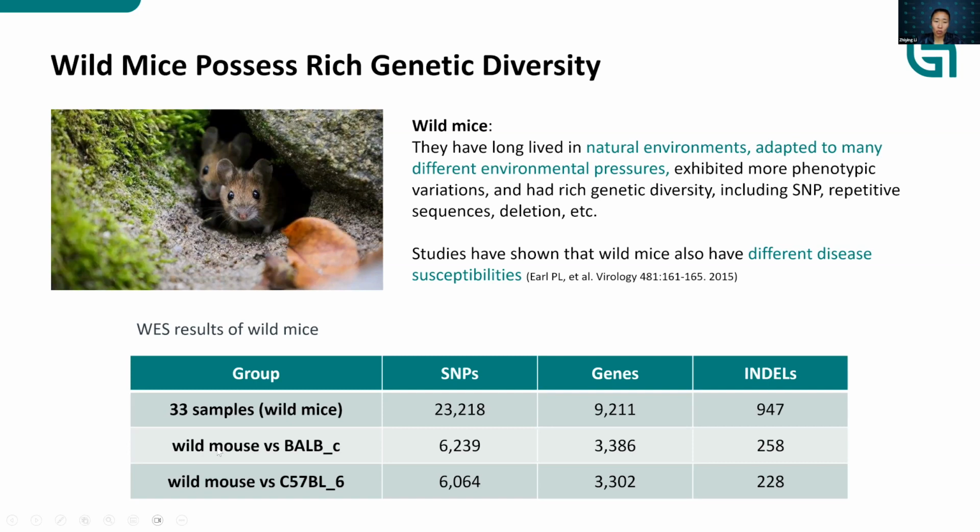And then when our team compared those wild mouse samples to either one of the very commonly used inbred strains, BALB/c or B6, you can see the diversity or the difference in terms of SNP variations reduces significantly. So does the number of genes and the number of indels. Parallel to that, there has been a publication, for example, the one cited here, that wild mice seem to have increased disease susceptibility compared to inbred mice. Currently, that is still being studied by scientists in terms of why.